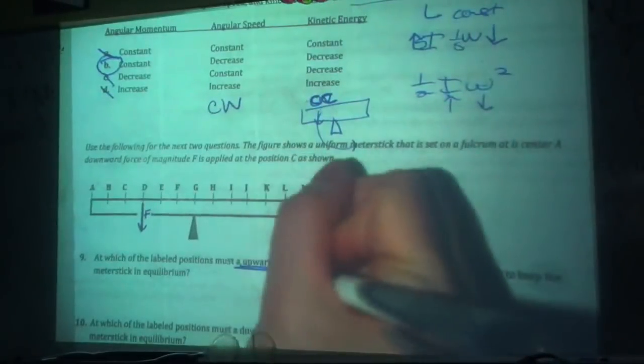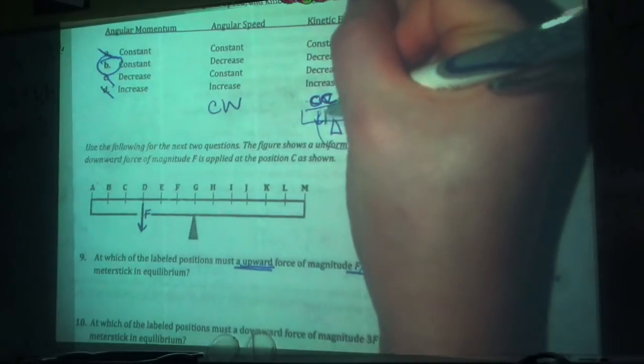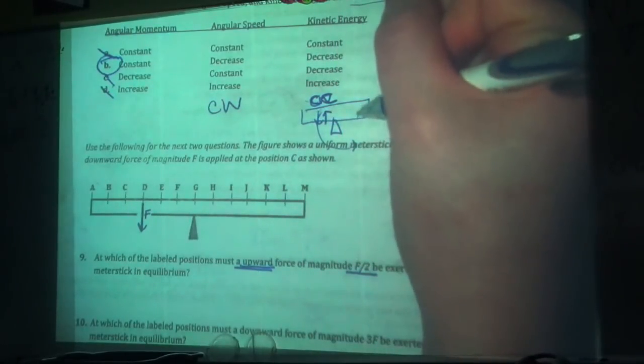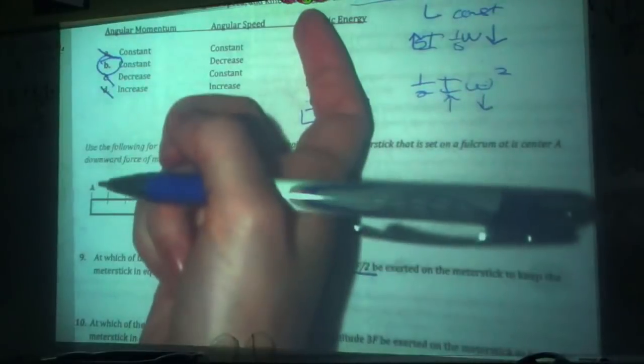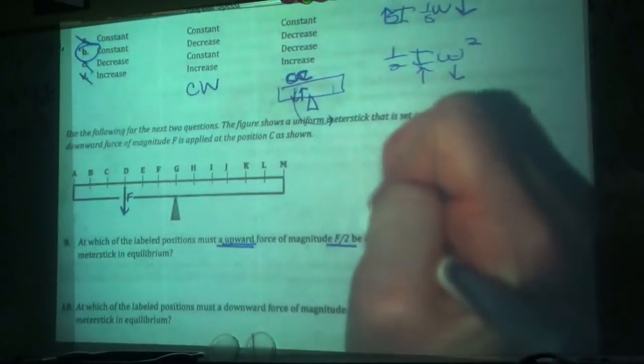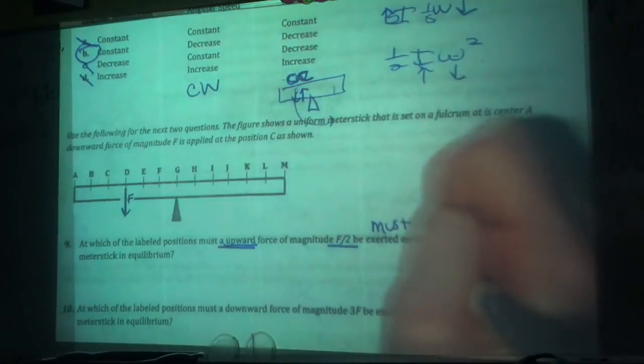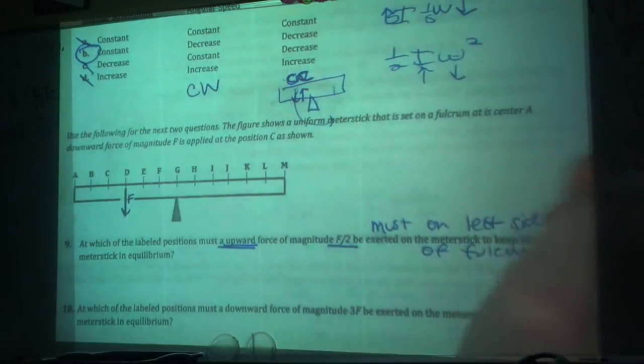It tells me an upward force, so the place where an upward force would cause a clockwise rotation is on the left side. If you put an upward force right here, it's going to start to rotate counterclockwise with the other one. That wouldn't balance. So it must be on the left side of the fulcrum, and we can cross off all of these.